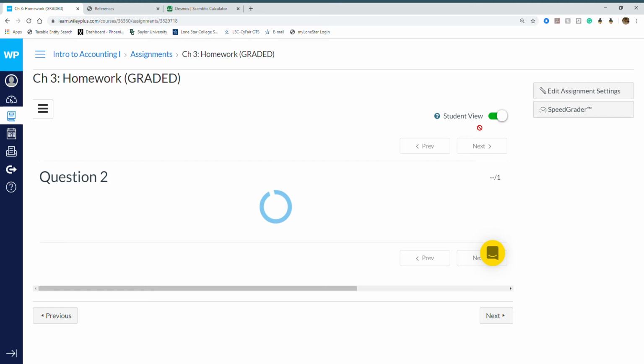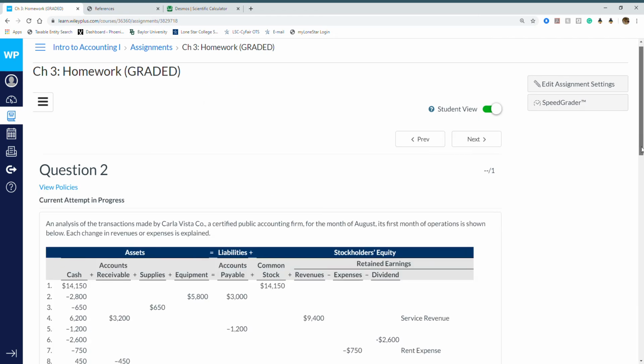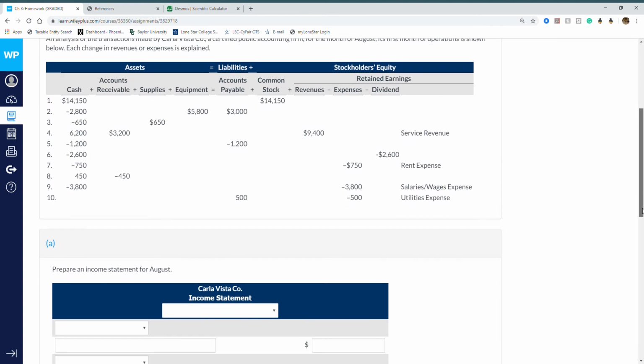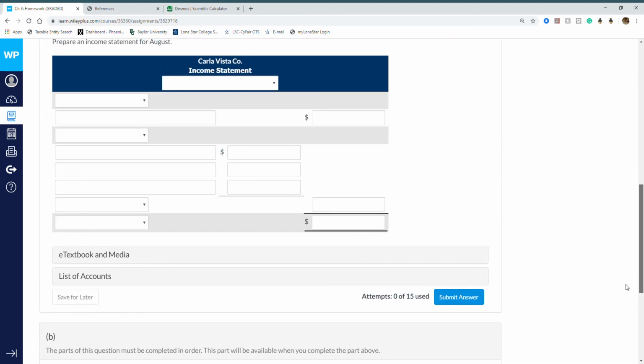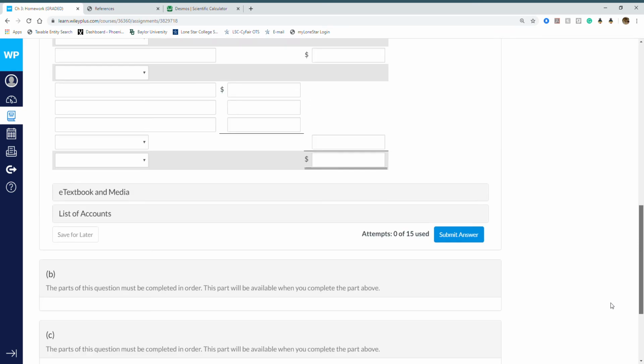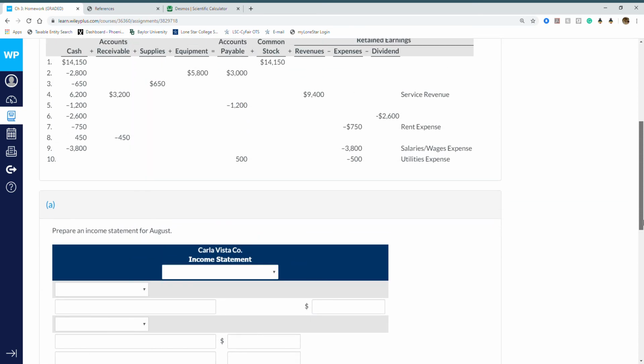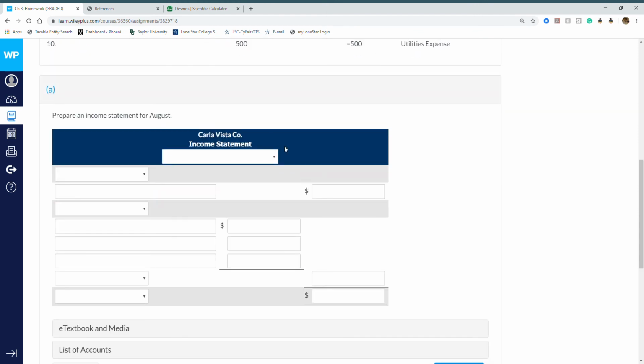Okay, question number 2. Hopefully it loads. There it goes. Okay. So now we have another analysis. These parts of the question must be completed in order. So we have to do one before we can do the other. That's actually pretty cool. So let's go ahead and do the income statement.